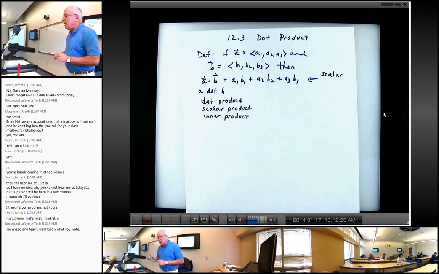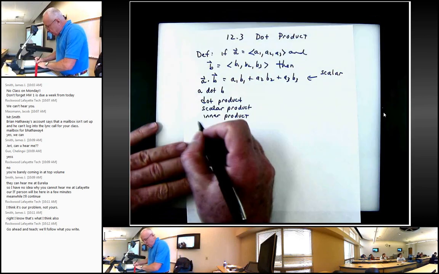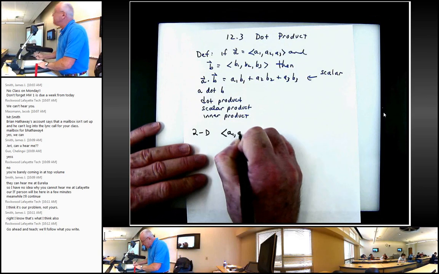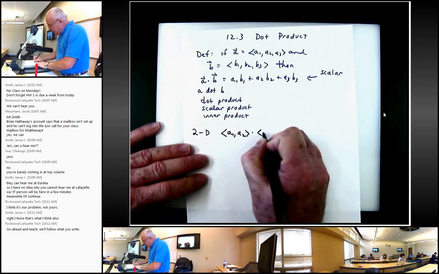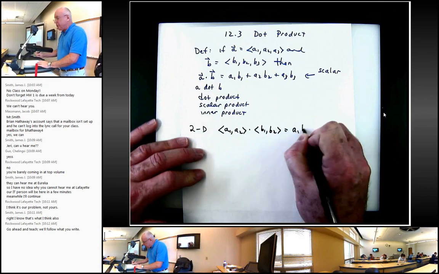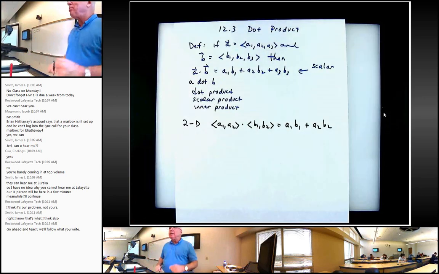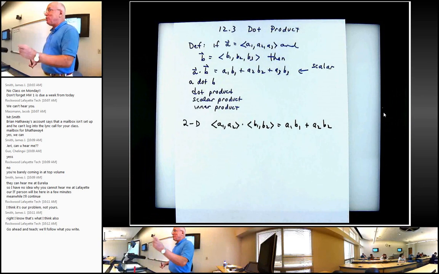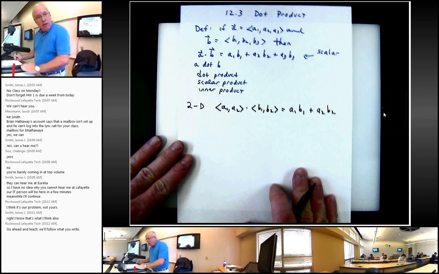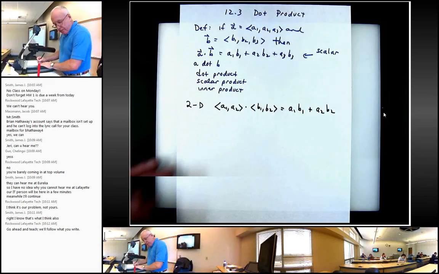All right, so where was I? We can do the same thing with two-dimensional vectors. So in 2D, say we have A is <A1, A2>. We can dot it with <B1, B2>, and we again multiply the corresponding components together and add them together. What we cannot do is dot product something in 2 dimensions with something in 3 dimensions. It has to be the same dimension. Let's look at a couple of examples here.